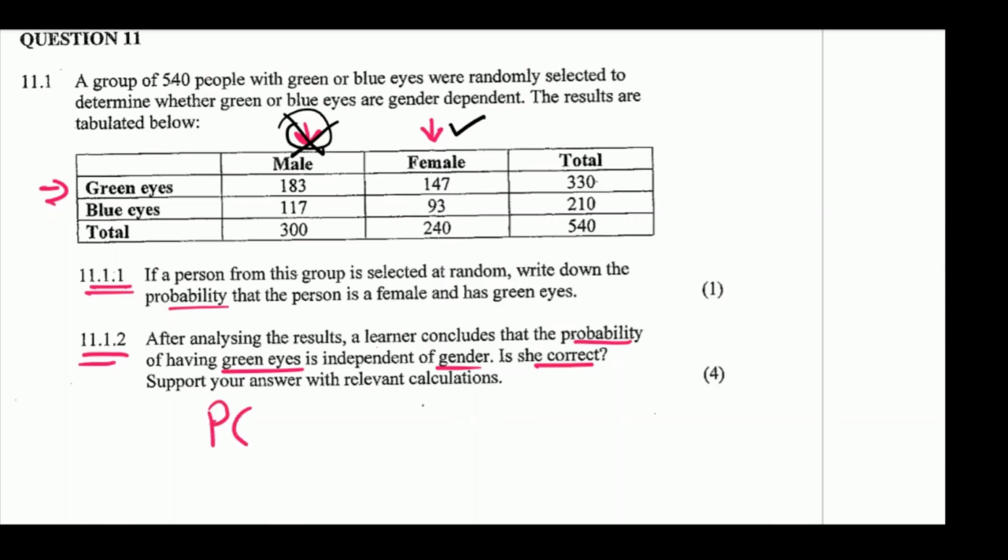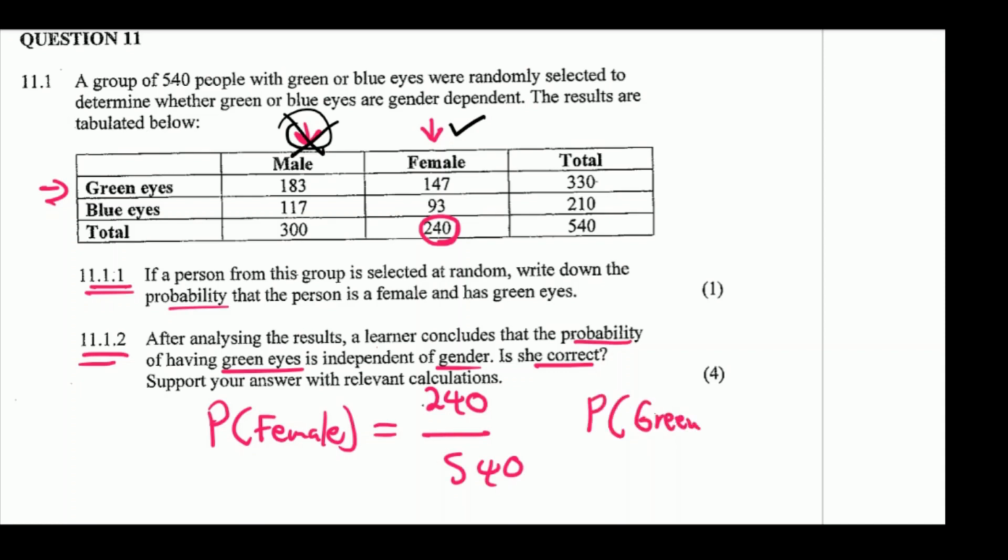So let's look at the probability of females. The total number of females is 240, right? So it's going to be 240 divided by 540. So that is the probability of females. So what is the probability of green eyes? This is green eyes, this is green eyes. The total for green eyes is actually 330. So it's 330 divided by 540, right?